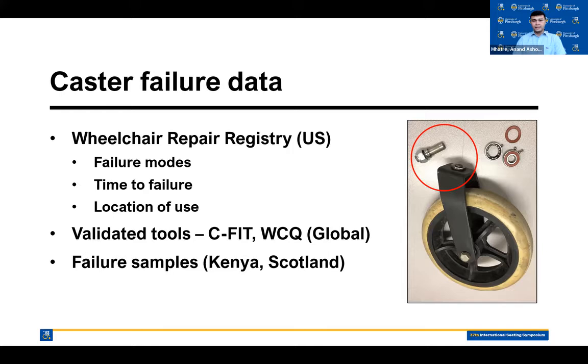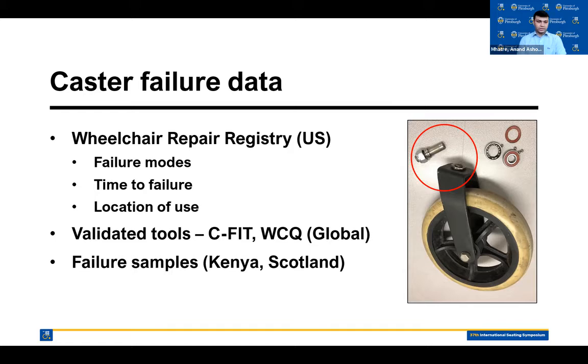The registry has come from about 60,000 or 65,000 repairs that have happened in the community, and the technicians used a software called Labor Tracker that was developed by US Rehab and VGM. That software was used to collect data. Specifically, you can look at the failure modes for different casters or different types of casters across different wheelchair models. You can look at the time to failure, and you can also look at location of use. Those are 3 important data points that came from 65,000 repairs.